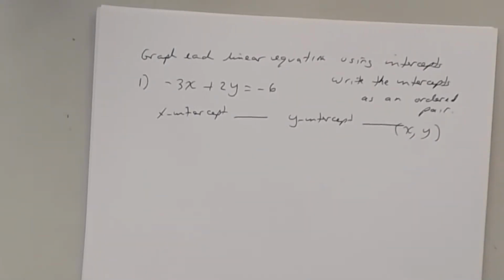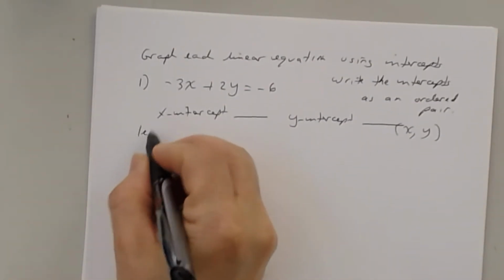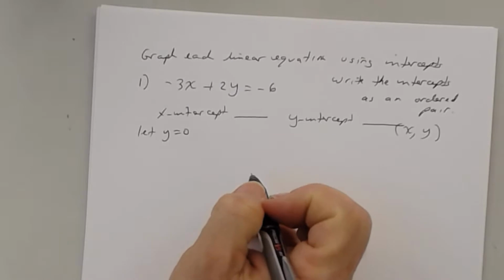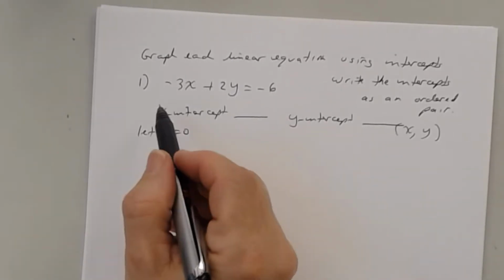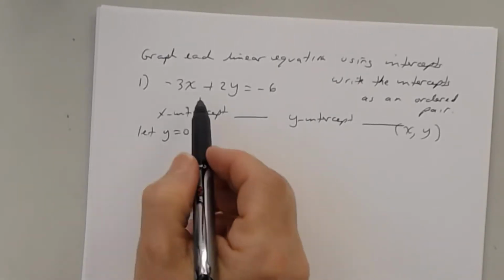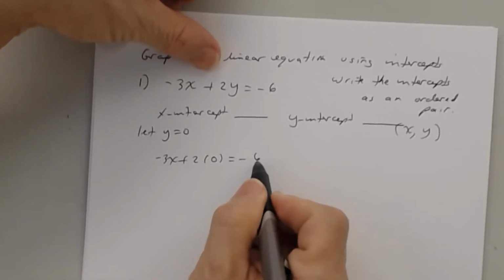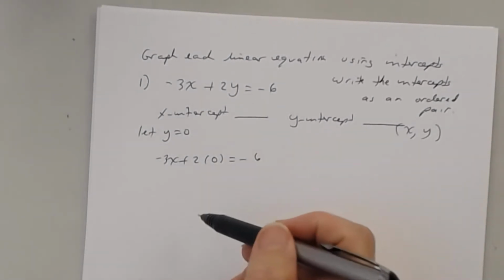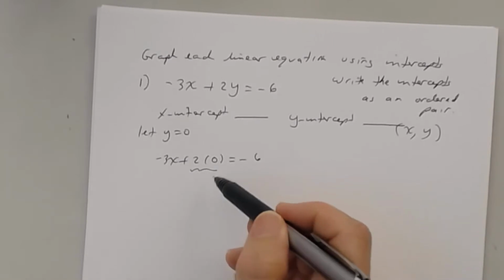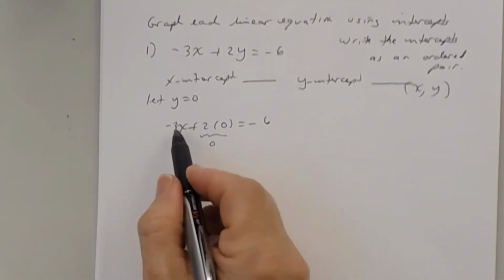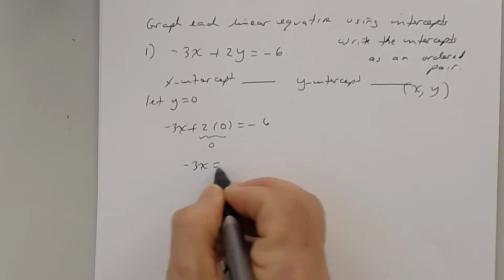Okay, so let's remember something we just talked about. For every x-intercept, what did we say was 0? The y variable was 0. So to find the x-intercept, you're going to let y equal 0. Wherever you see the variable y, I plug in 0. I get negative 3x plus 2 times 0 equals negative 6. What is 2 times 0? 0. So negative 3x plus 0 is negative 3x equal negative 6.